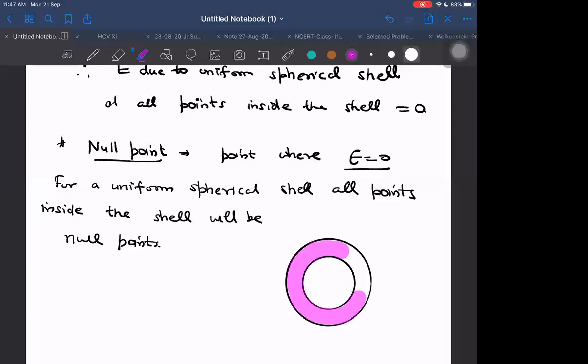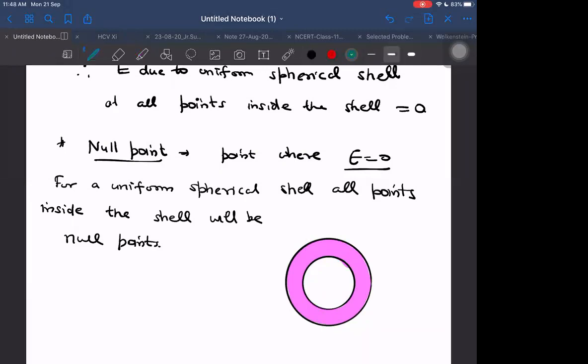This is valid for a shell, whether it is thick or thin doesn't matter, because if it is valid for a thin shell, then it will automatically be valid for a thick shell also. The reason is this: every thick shell can be assumed to be composed of several thin concentric spherical shells. If it is valid for each shell at a time, then it will be valid for the whole structure also. So this is valid for thin shells as well as thick shells.